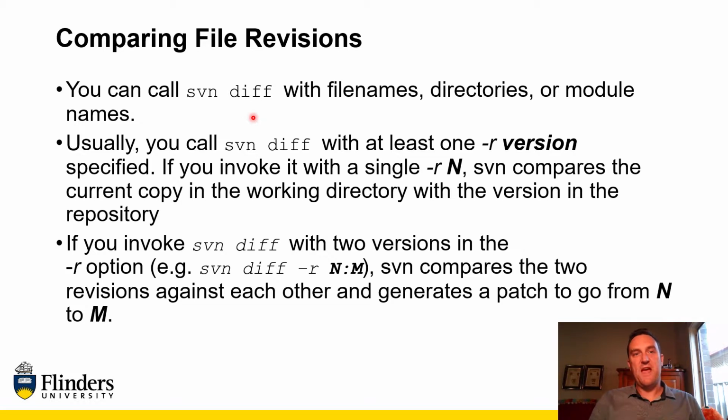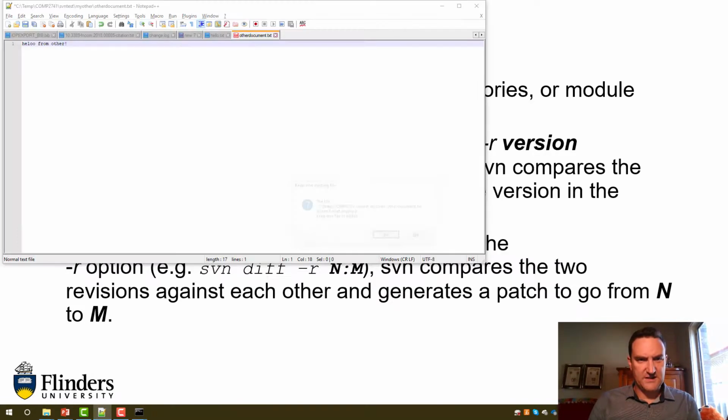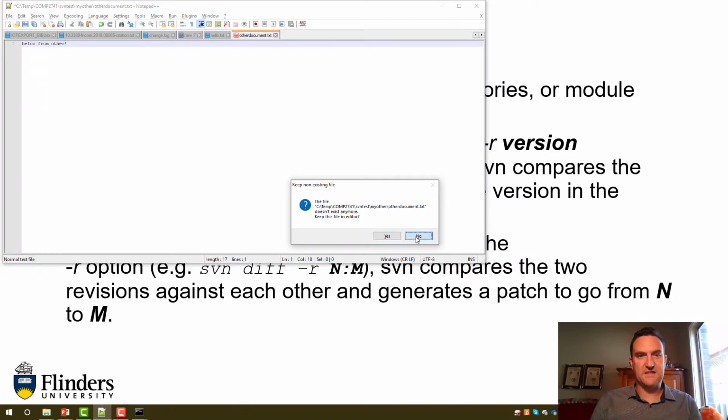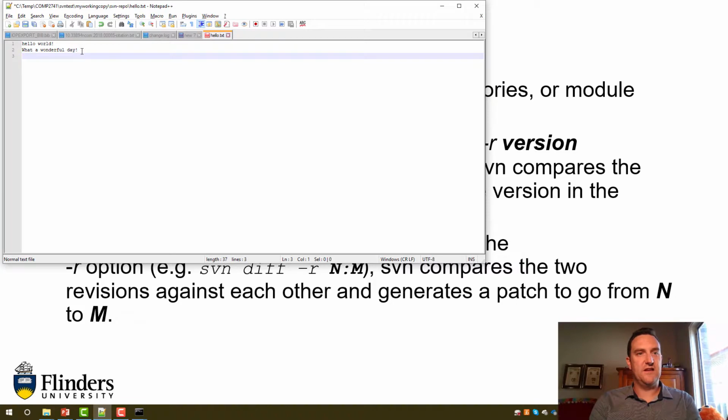We can also compare file revisions. So if it's been changed multiple times, we can do an SVN diff, and it'll show you the changes that have happened between versions in there. So let's try that out, shall we? So we'll go over to here. My other document doesn't exist anymore. Here's hello. Have a wonderful day.